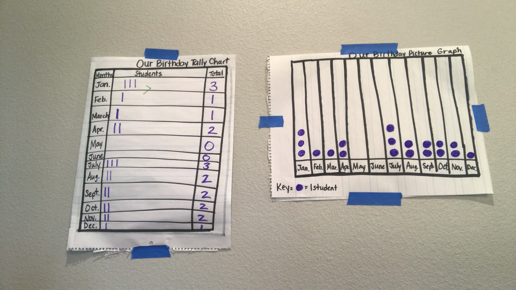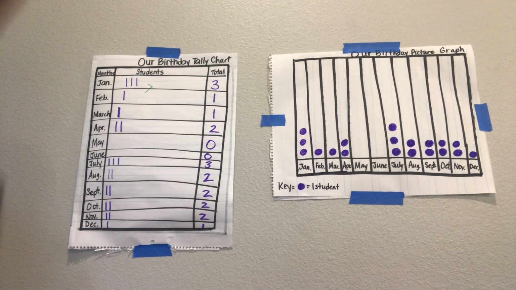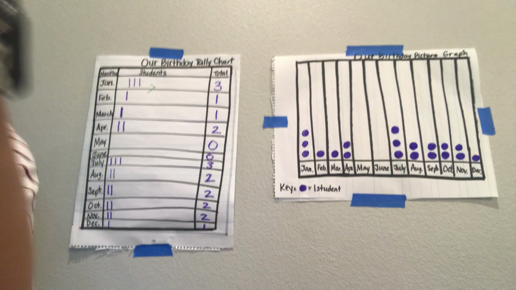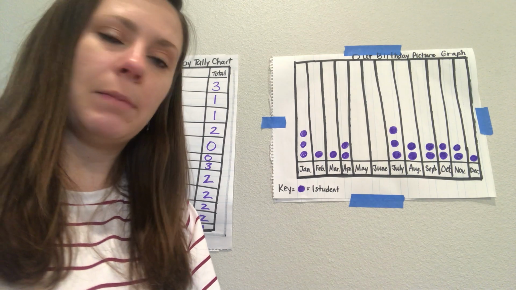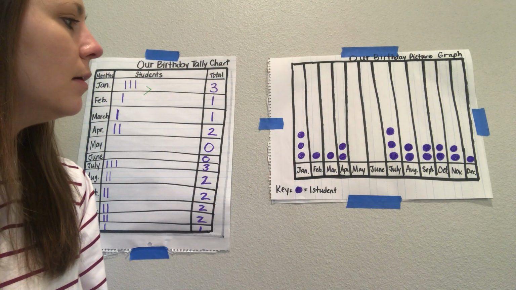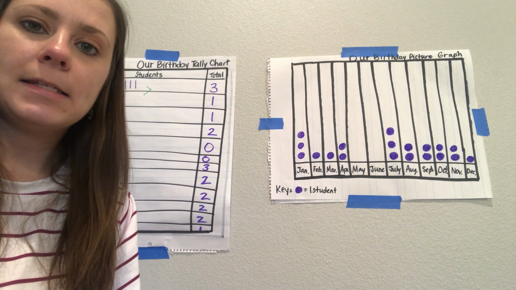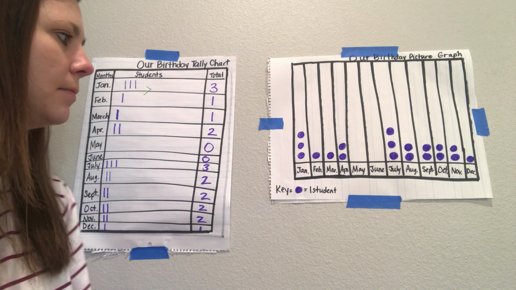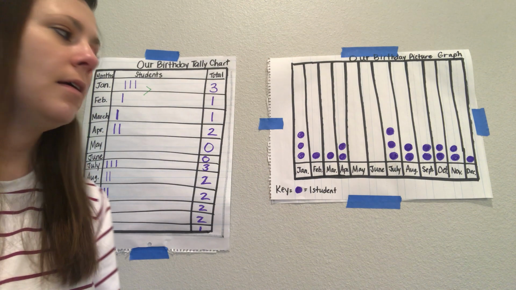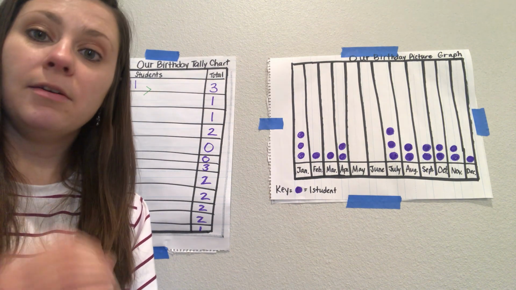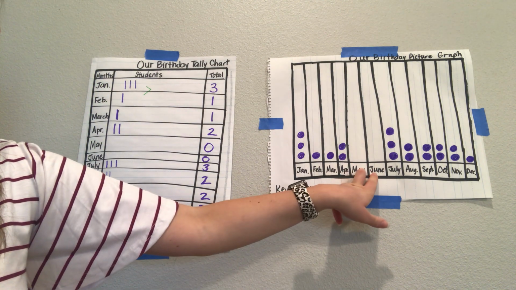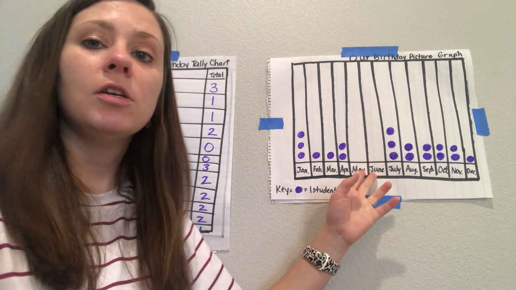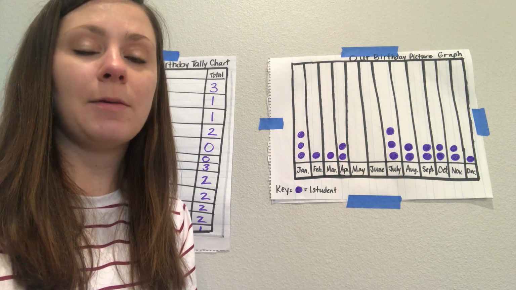All right, looking at our picture graph, how many students had a birthday in December? Remember, December is the last month of the year. So down here we have December. There was 1 student that had a birthday in December. Which month had the least number of birthdays? Remember, 0 is the smallest number you can go, and there are actually 2 months that had 0 students with birthdays. So May and June have the least amount of birthdays.